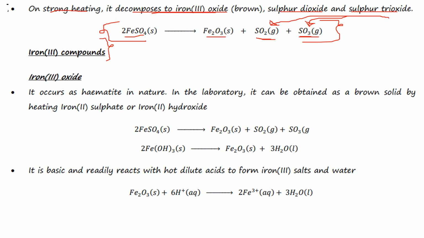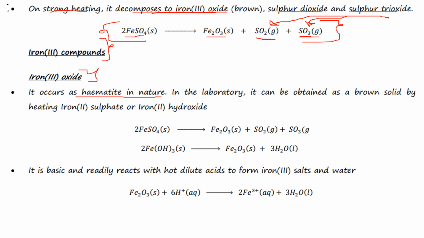Now, having looked at the compounds of the +2 oxidation state of iron, let's look at the compounds of the +3 oxidation state of iron. Here we are going to start with iron(III) oxide. Remember that it's the same as hematite, but hematite is contaminated with other impurities.